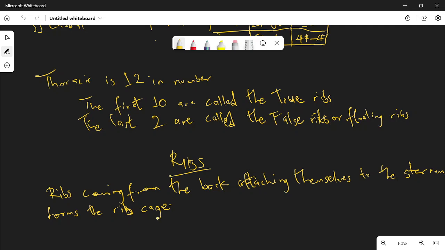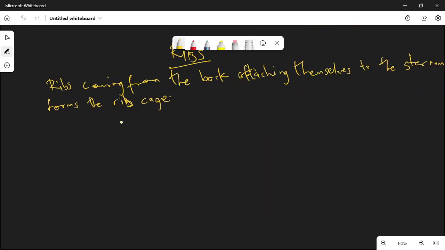The functions of the ribs. One, protect the heart and the lungs.